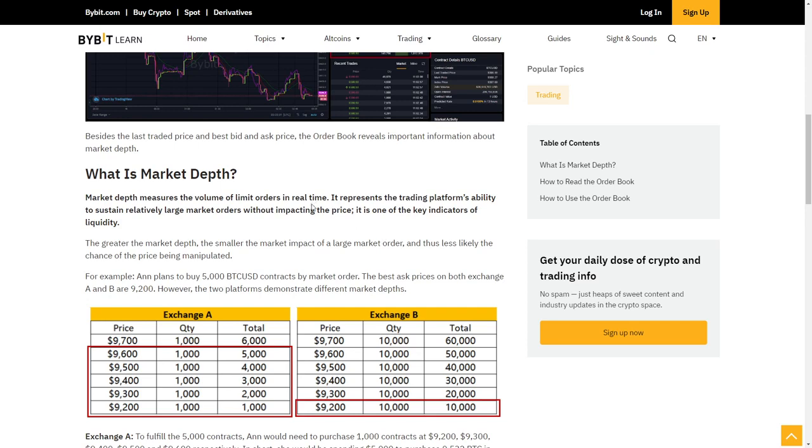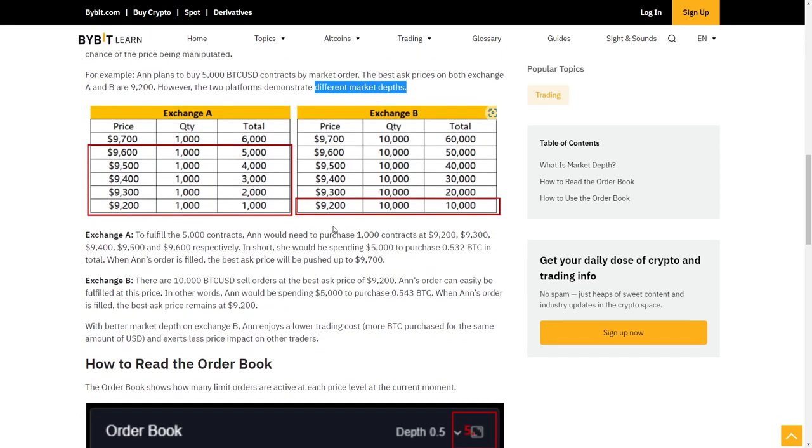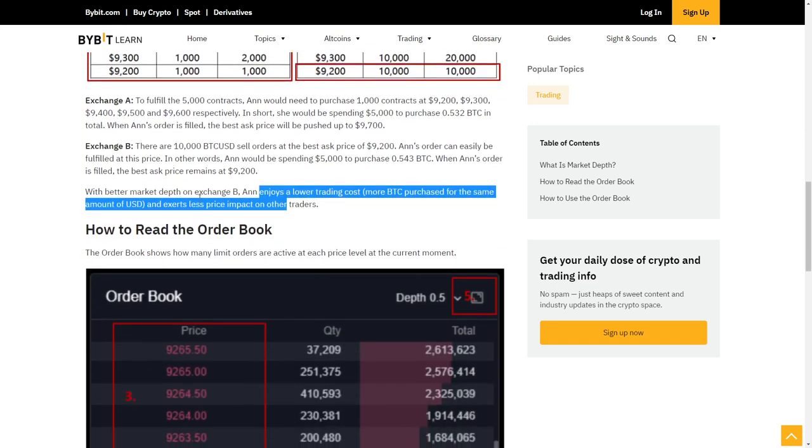So, for an example, Anne plans to buy 5,000 Bitcoin USD contracts by market order. The best ask price on both exchanges is 9,200. The two platforms demonstrate different market price depth. So there's two exchanges, and with better market depth on exchange B, she enjoys a lower trading cost, more Bitcoin purchased for the same amount of USD, and exerts less impact on other traders. So she basically scoops up the Bitcoin at a lower cost.